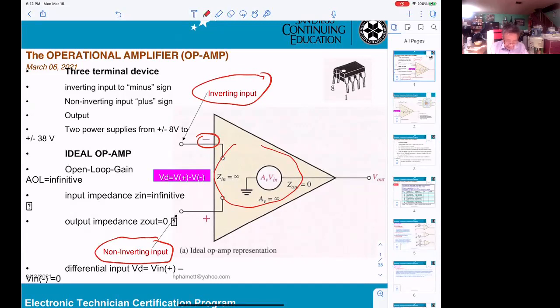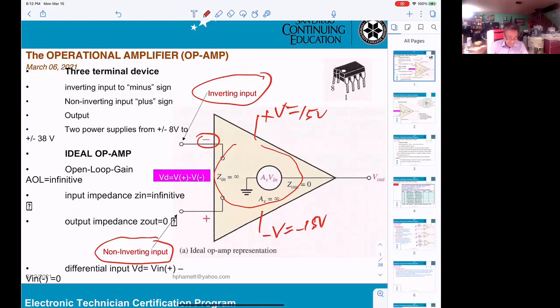For the power supply, normally you get one power supply here, plus V, and one in here, minus V. That power supply can go from plus 8 volts to 38 volts, or minus 8 volts to minus 38 volts. In the lab, we use 15 volts or 12 volts. Then that will be minus 15 volts.